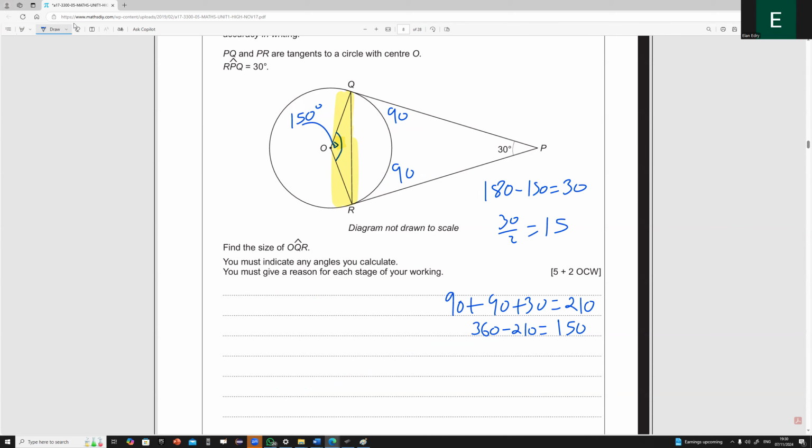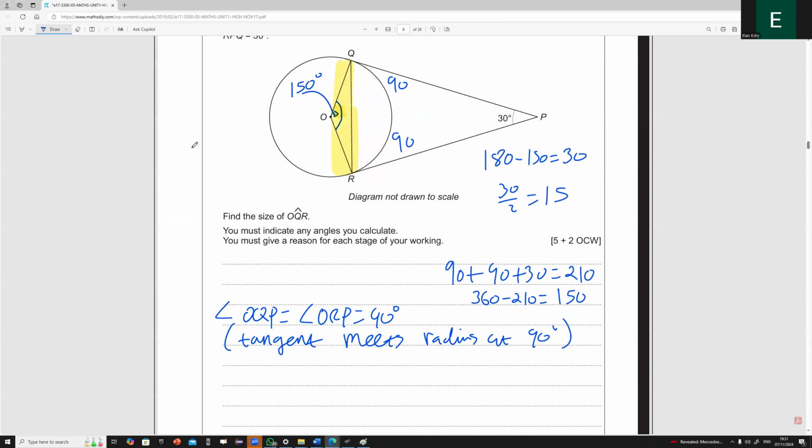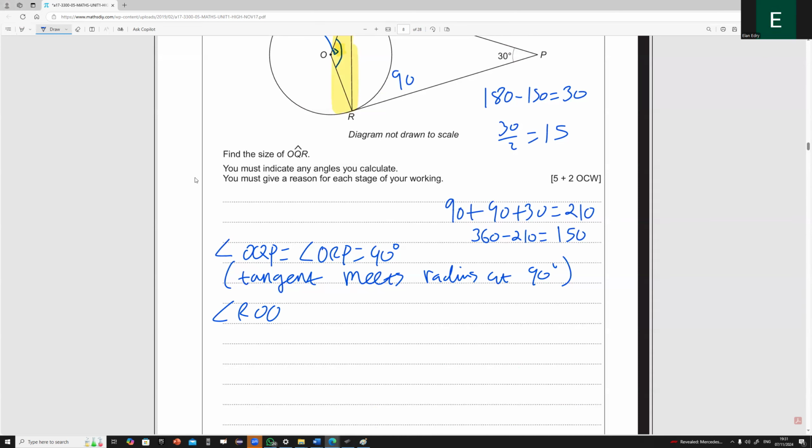So let's write it more neatly. The angle ROQ is 150 because, well, it was this tangent one, so OQP and ORP, they were both 90. So I'll start with that. Those angles were 90 because tangent meets radius at 90. We know the angle ROQ was 150 because angles in a quadrilateral add up to 360.